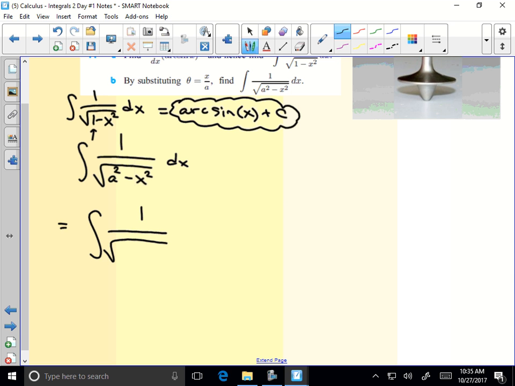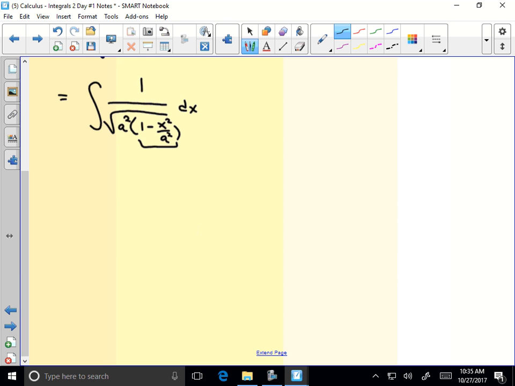I'd have to factor out of everything in that square root an a squared. So if I factor out an a squared, that would make the first term a 1, and that would make the second term what? X squared over a squared dx. So I'm getting closer to something that I like, something that looks much more like the derivative of arc sine of x.